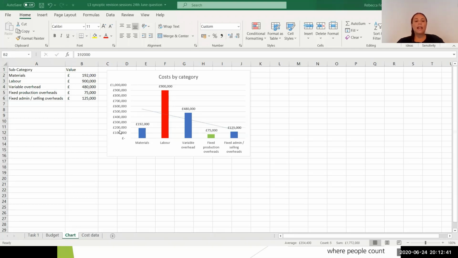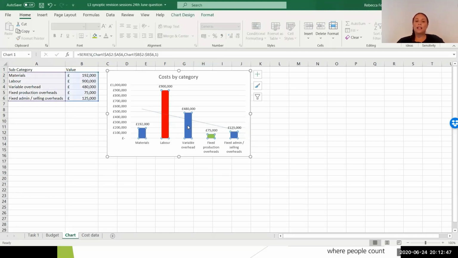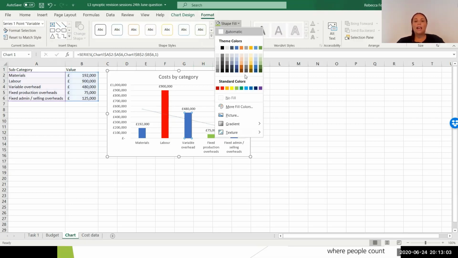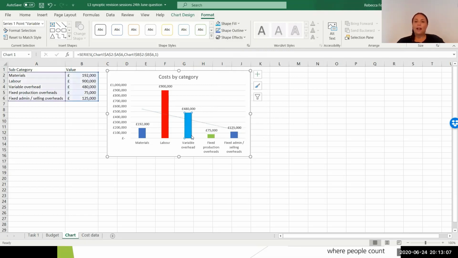Can I change the colour again? Absolutely. So let's just change this variable overhead here. If I select on all of the data, what you'll see is it highlights each of these 5 columns. If I want to change variable overhead, if I click on it again, it highlights just that one cell. And then when I go into format, I can change it to any colour that I want. So if we make it a different kind of blue, hopefully that answers your question there, Karen. Just let me know if you want me to do it again.